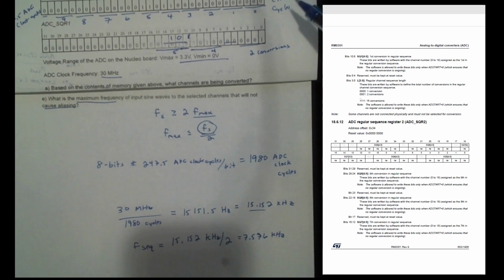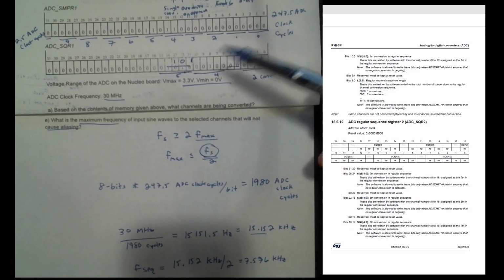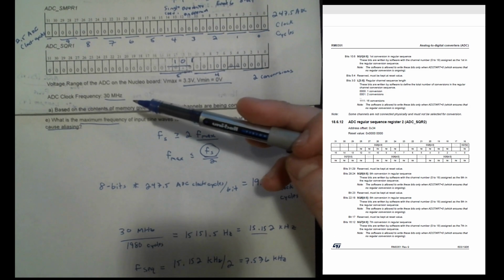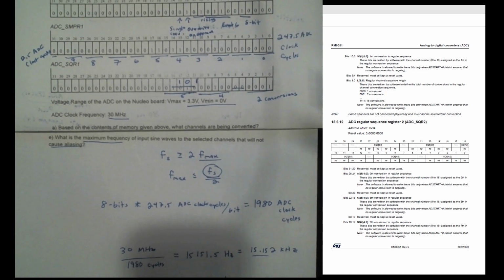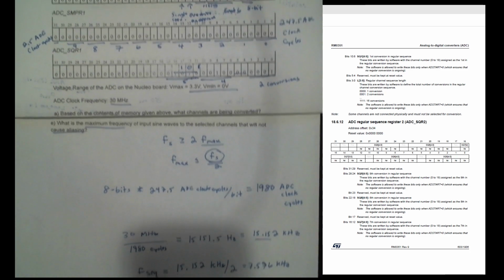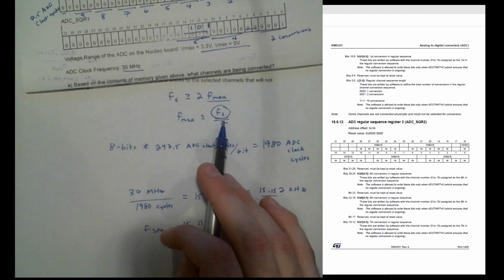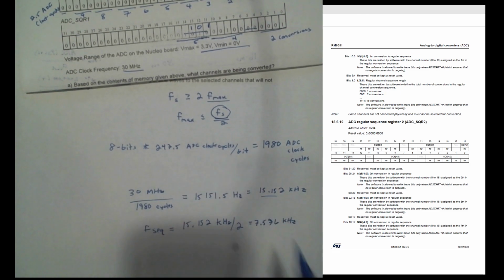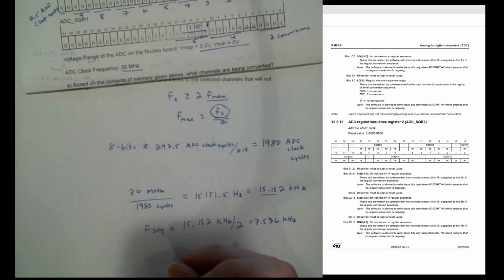1980 clock cycles is coming from our 247.5 ADC clock cycles and our 30 megahertz. So those are all getting plugged into this. We're multiplying by 8 bits. A lot of this info goes into this last question. And then finally, this is our sampling rate. But we've got to divide it by 2 so we can figure out what our F max is, because that's what we're applying to the regular Nyquist equation.